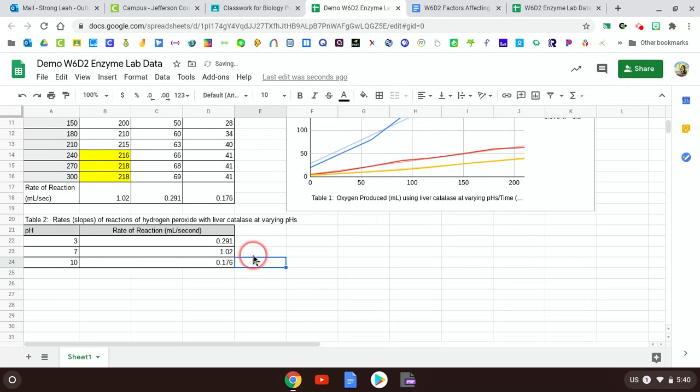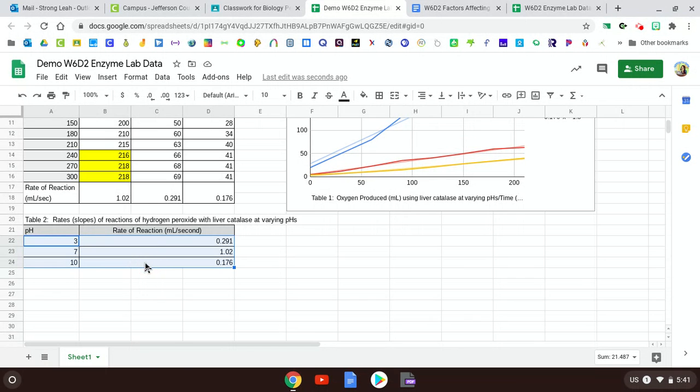Okay, now we have new data. And this data is telling us the rate or slope of the reaction of hydrogen peroxide with liver catalyst at varying pH levels. Those varying pH levels were 3, 7, and 10. Let's take a look at what this data might look like.